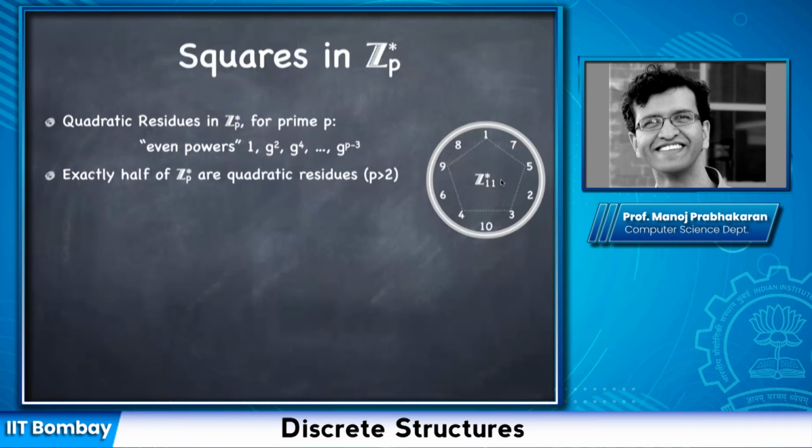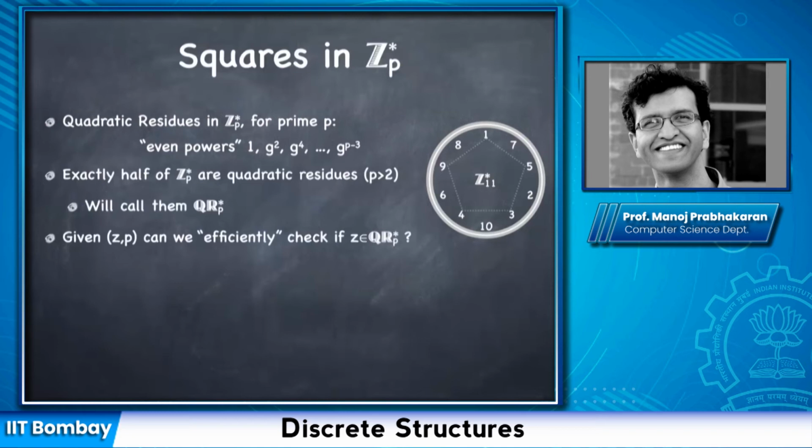And since we know that every element, let me tell you, we'll go ahead and see what those elements are. So these I'll call QRp star for quadratic residues modulo p. So it's a subset of Zp star, so I call them QRp star. And okay, so let's see, which are the elements in QRp star? So given an element z, can I check if z is in QRp star?